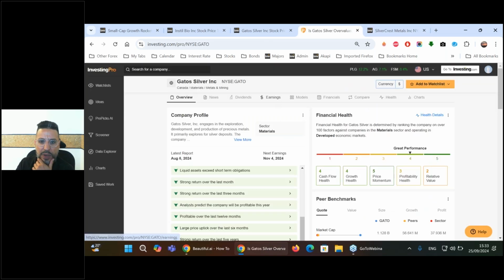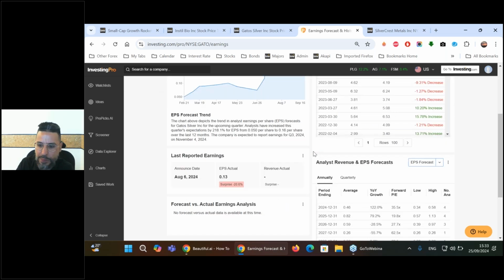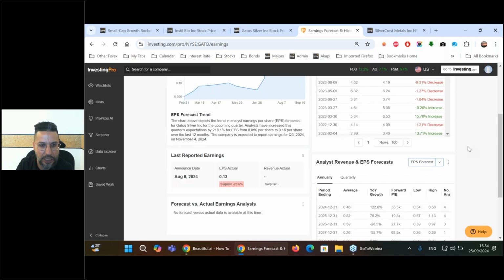So still some upside. Gatos Silver reports earnings on November 4, and we're looking at a pretty significant improvement from the same period last year: 122% year-over-year growth in earnings. So definitely a name to keep on your radar.